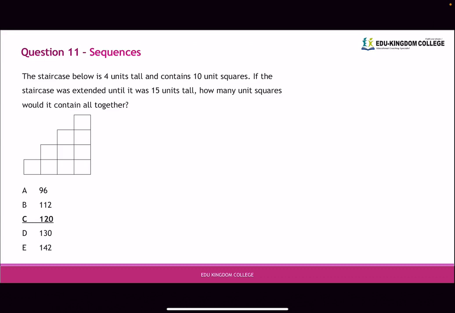Now, final question, we have a staircase. So we have n equals 1, first row, n equals 2, n equals 3, n equals 4. And in each row, or each n, or each term, we just go up by 1. So the number of blocks in each row or each term is the same as the term itself. So 1 plus 2 plus 3 plus 4 plus, and we want to see how many blocks we have if the staircase extends till 15 units tall. So plus plus plus all the way till 15. And then plus 15. And what we want to do here is we want to pair up.